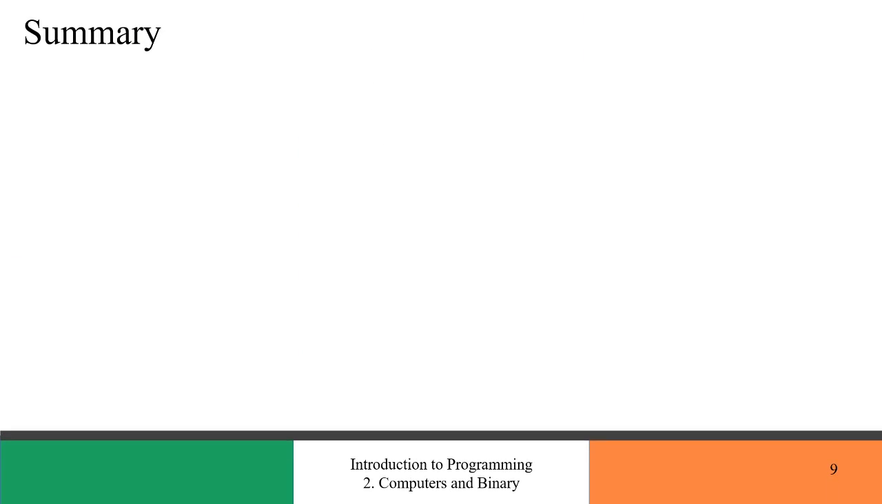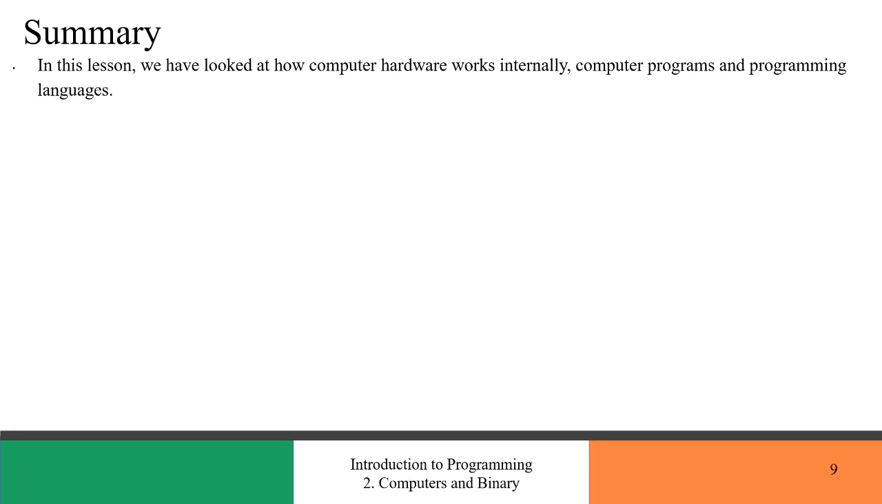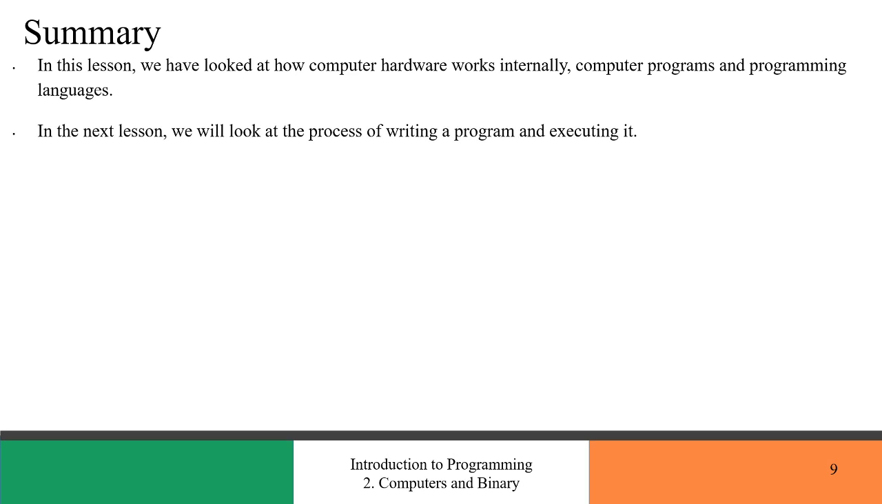We have reached the end of the lesson. To summarize, we had a look at how computer hardware works internally. This was followed by an understanding of what a program is and what programming languages are. Finally, we understood the need for tools such as compilers and interpreters. As a part of the next lesson, we will have a look at the process of writing a program and executing it.